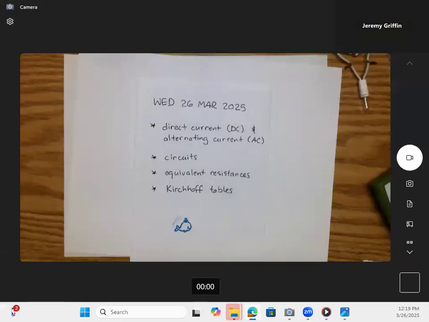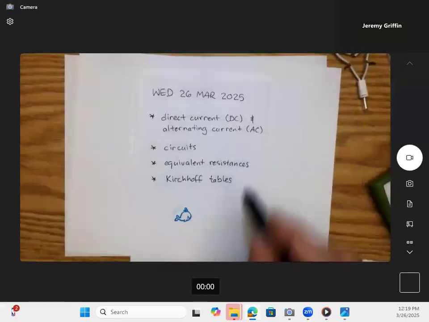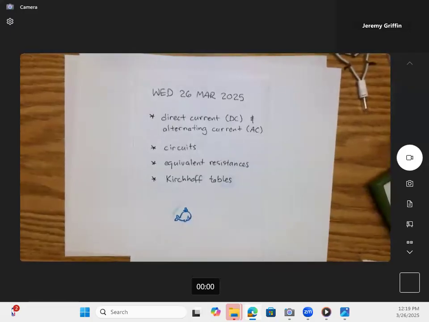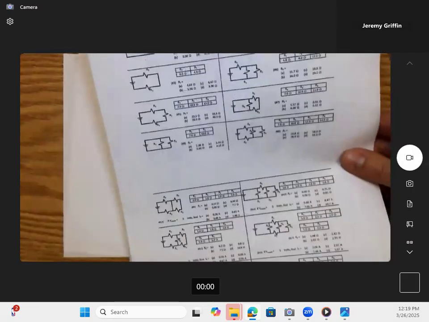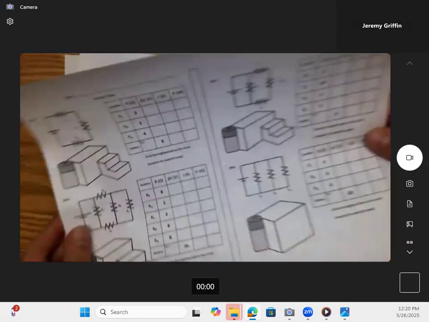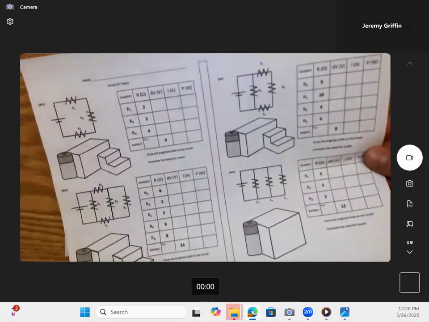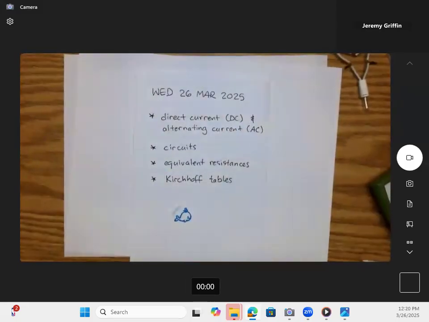Recording is rolling. It is Wednesday, March 26th. So the main focus today is we're going to do a bunch of puzzles off this page. I have a bunch of circuits on this side and some Kirchhoff tables set up with different circuits on this side. We'll do as much as we can from this today.